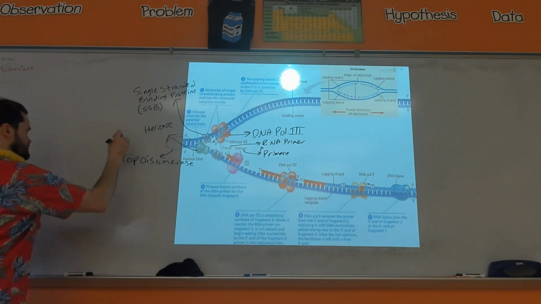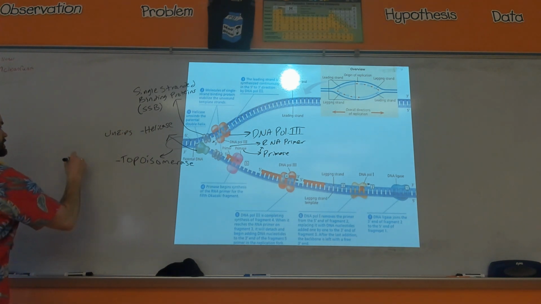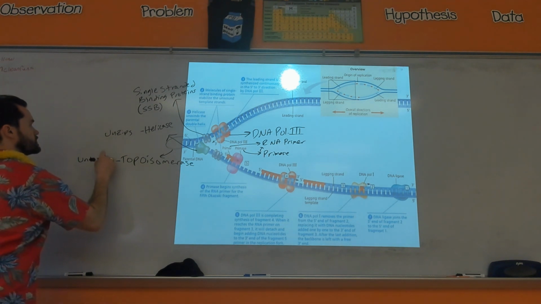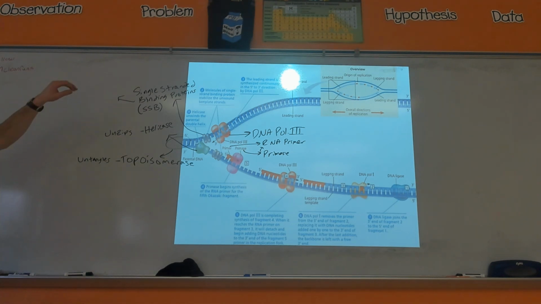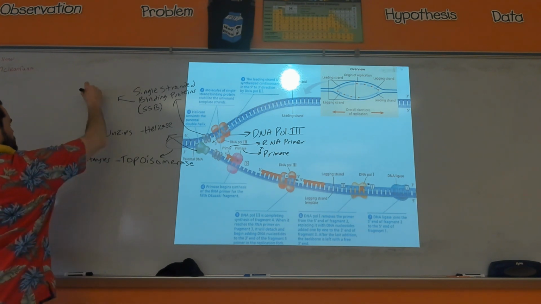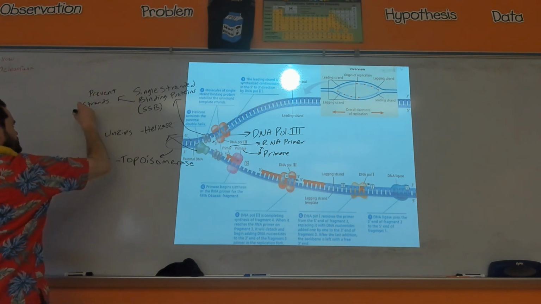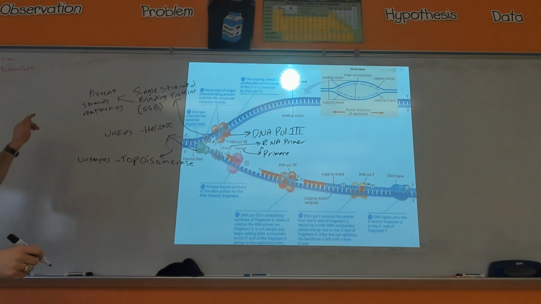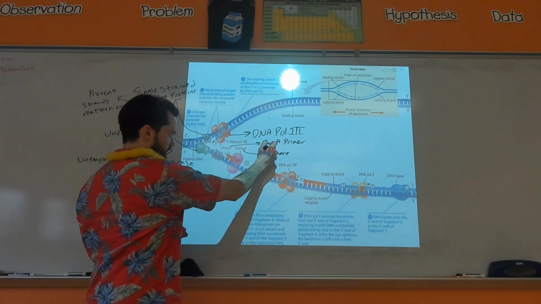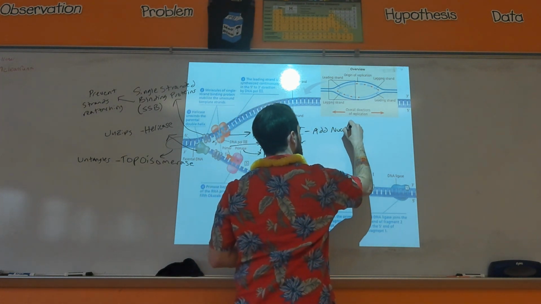So I'll start adding these functions here. Helicase unzips. Topoisomerase untangles. Single-stranded binding protein is going to prevent the two strands from reattaching. Prevent strands from reattaching. Then primase lays down the RNA primer. DNA polymerase will actually add the nucleotides.